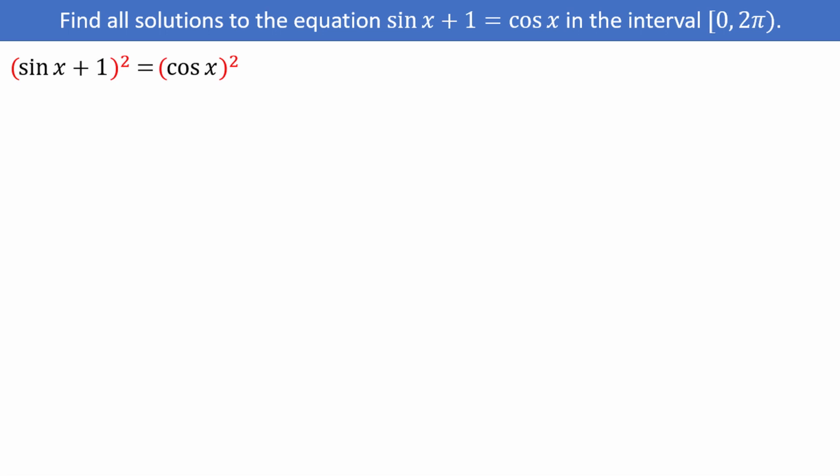Now, you have to be careful whenever you square both sides of an equation, because you have the possibility of introducing extraneous solutions, which, in other words, are solutions that are not really solutions. The reason why is because there are actually two values that, when squared, can give you any particular value. For example, if I had negative cosine of x on the right-hand side of my equation and I squared it, I would get positive cosine squared of x. If I had positive cosine of x on the right-hand side of my equation, I would also get cosine squared of x.